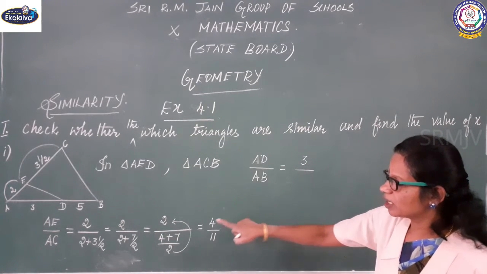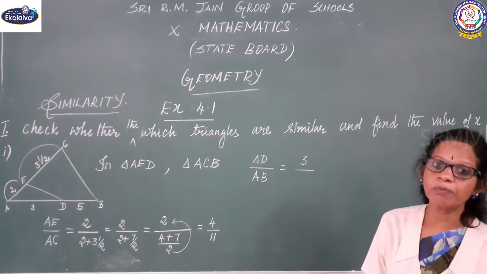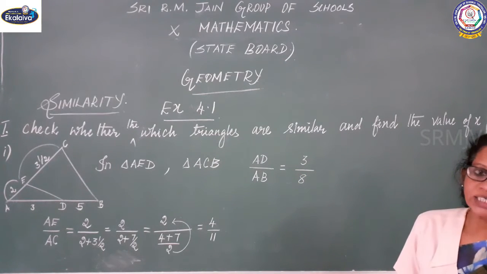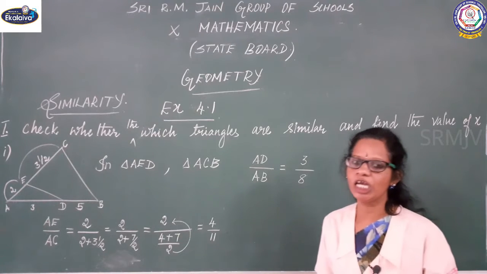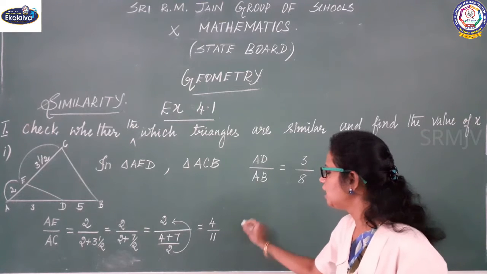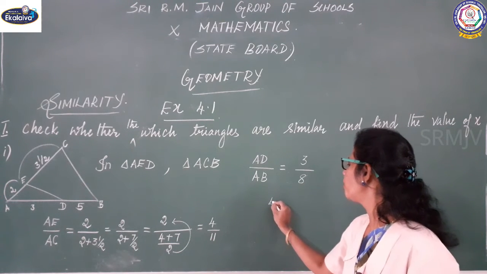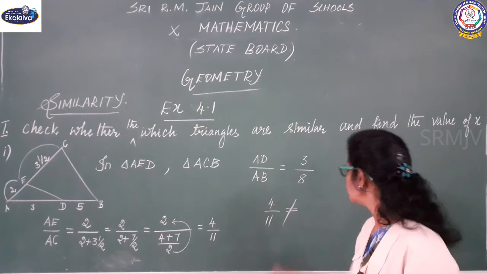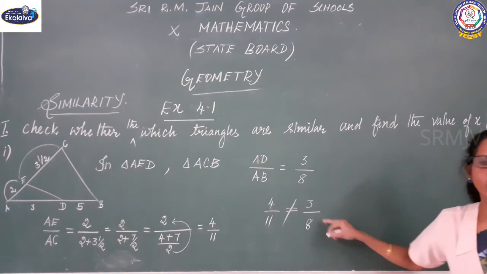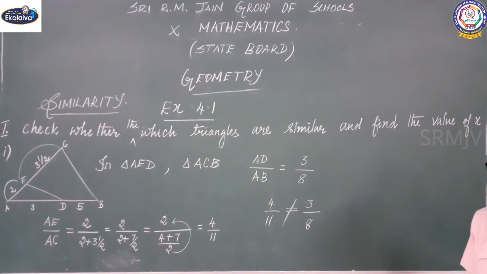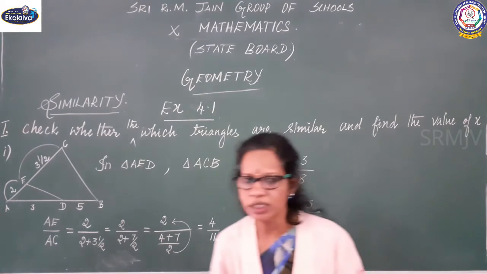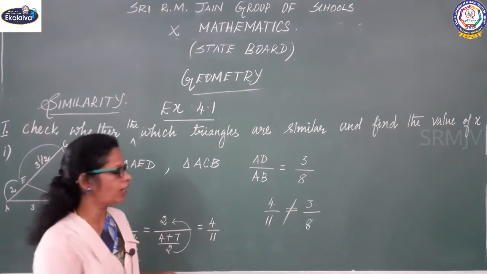AB is nothing but AD plus DB, 3 plus 5, 8. Corresponding sides proportional and equal means the triangles are similar. Now you come to the point. AE by AC, 4 by 11, is not equal to 3 by 8. Only if corresponding sides are proportional can you conclude the triangles are similar. Here they are not equal.